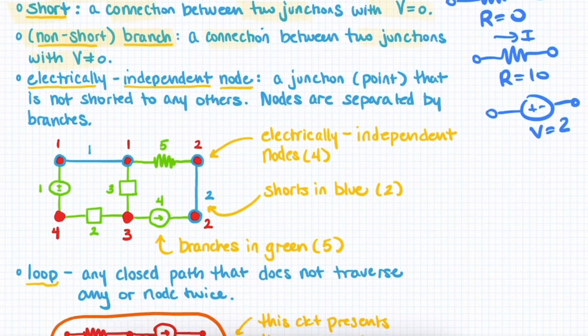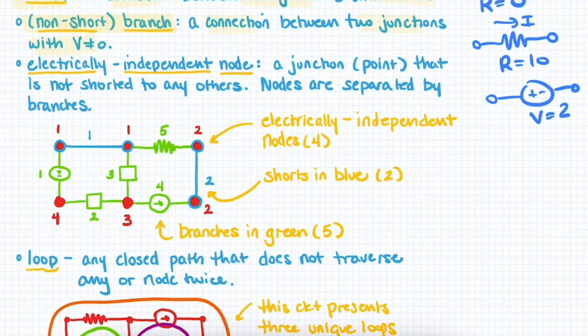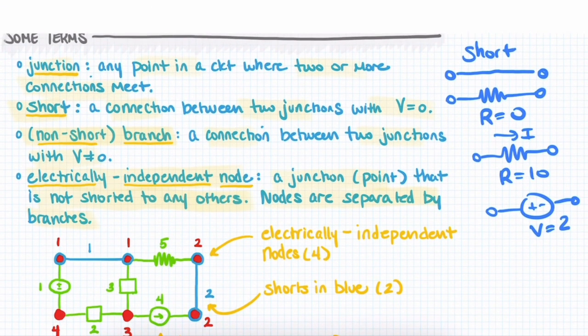Now, this is the really important one. An electrically independent node. A junction or a point. So an electrically independent node is a junction or a point that is not shorted to any others. Nodes are separated by branches. So if we go back up to our example here, and let me draw a little bit of a divider. All right, so up here we have the shorts, down here we have the non-shorts.